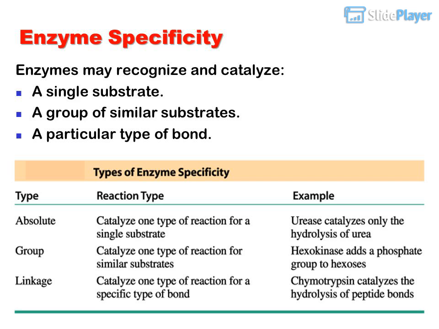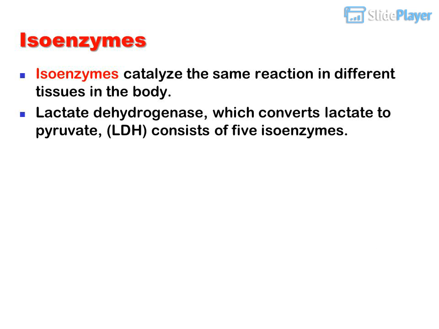Enzyme specificity. Enzymes may recognize and catalyze a single substrate, a group of similar substrates, or a particular type of bond. Isoenzymes catalyze the same reaction in different tissues in the body. Lactate dehydrogenase, LDH, which converts lactate to pyruvate, consists of 5 isoenzymes.